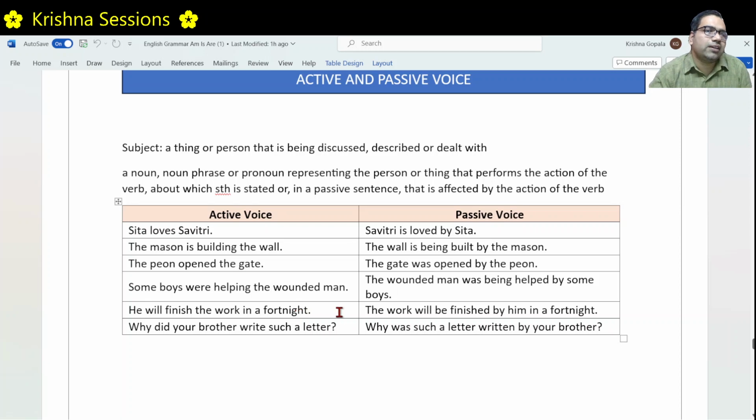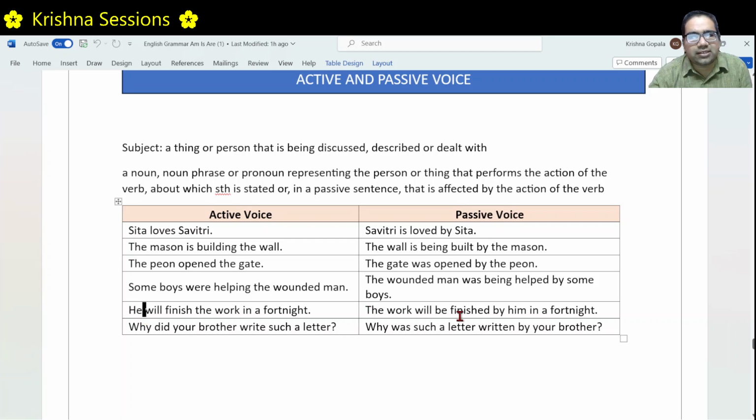"He will finish the work in a fortnight." Here, he is the subject, right? We are giving importance to he. He will finish the work, right? Not someone else, he will finish. Here, the importance we are giving to he, and he is the subject.